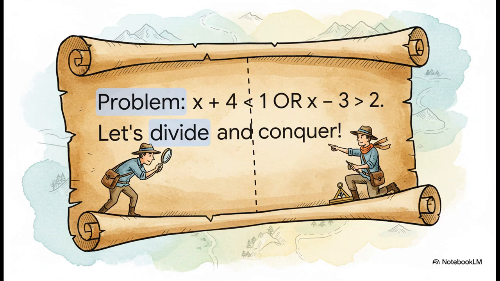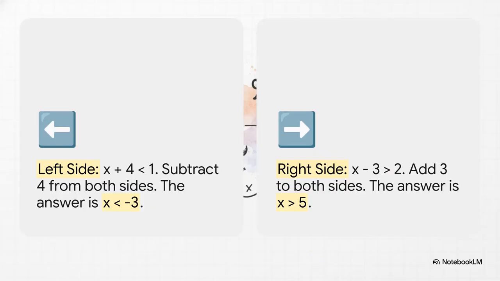Example 1. This is our first mission. We've got x + 4 < 1 on the left, and x - 3 > 2 on the right. And right there in the middle is our key word, OR. So let's divide and conquer. Okay, step 1, draw that line. Now let's just focus on the left side. To get x by itself, we just subtract 4 from both sides. That gives us x < -3.